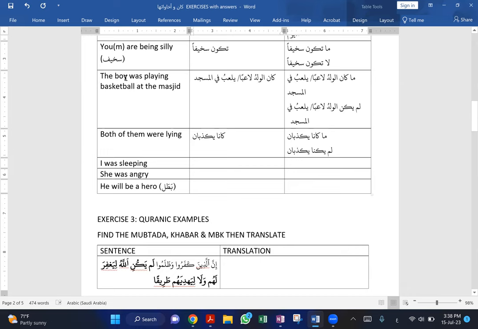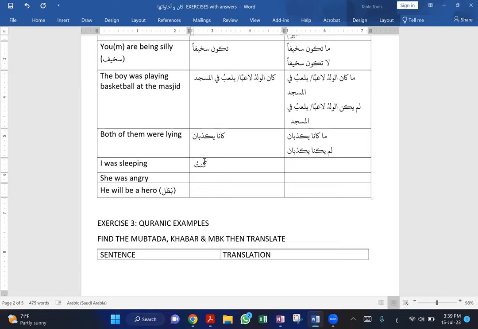Okay. Because sometimes you get confused by seeing just was and were. I get confused. Okay, no problem. We'll do that when we get to she was angry. We'll use this example so that hopefully we can clarify that for you. All right. I was sleeping. Ana, kuntu. Kuntu.